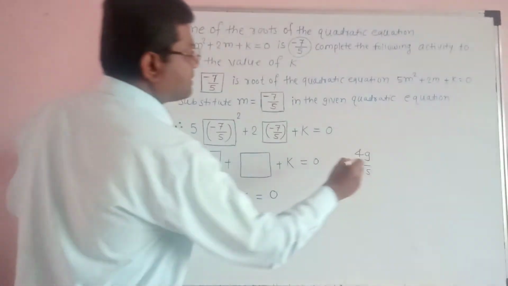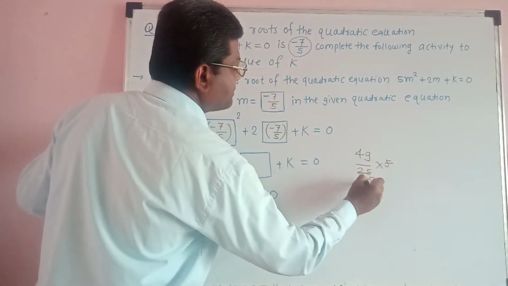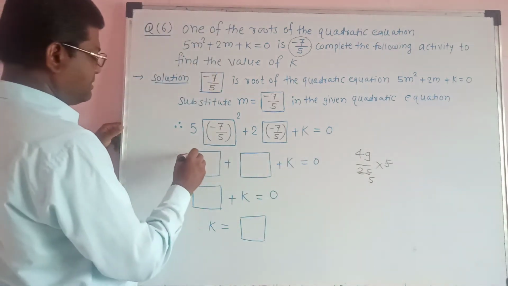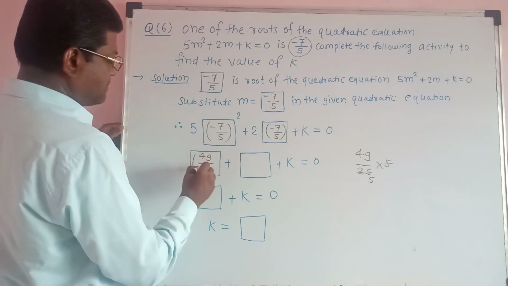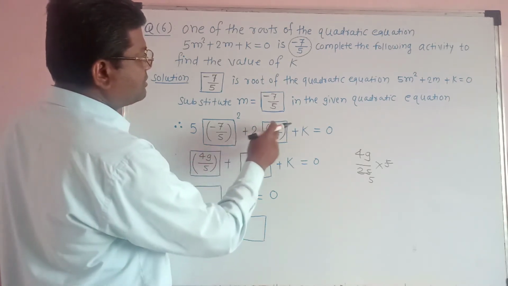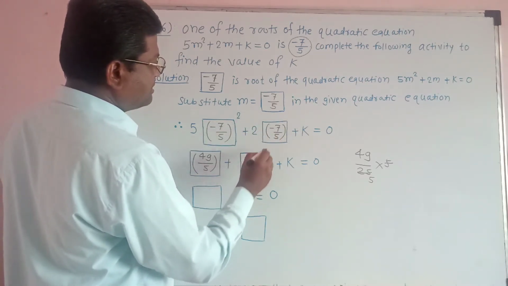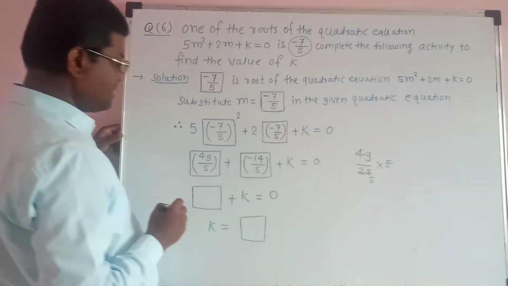Into this 5. So, we divide: 5 fives are 25. So we got 49 upon 5. Therefore, we write here 49 upon 5. Now, 2 into minus 7 is minus 14, and this 5, minus 14 upon 5.